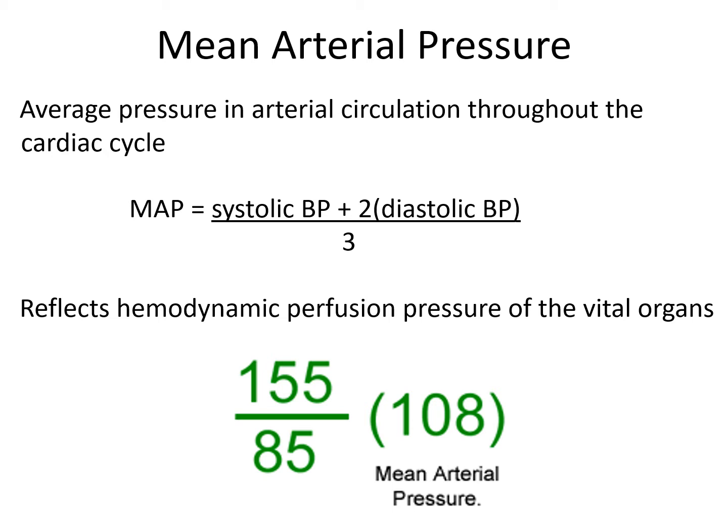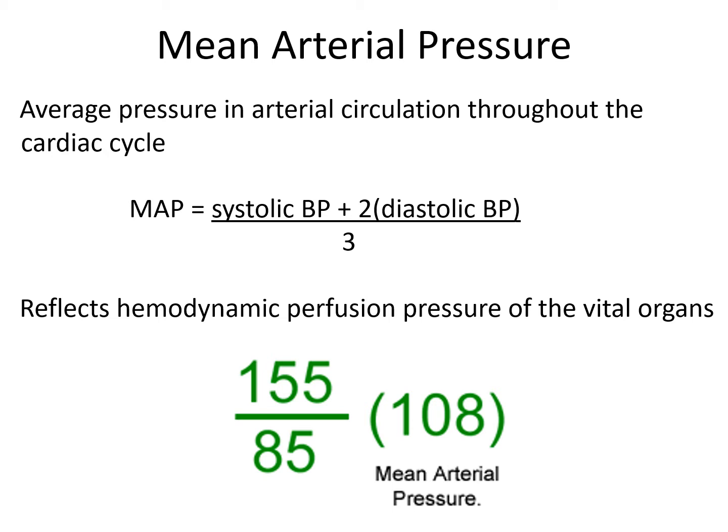And why should we look at it? It reflects the hemodynamic perfusion pressure of the vital organs. In other words, it's going to tell you if your patient's vital organs are being perfused. We say that in order for our vital organs to be perfused, the mean arterial pressure has to be 60 and above. Okay, a 61 is not great. 62 is not great. Yeah, it's not below 60 now, but it's very close.